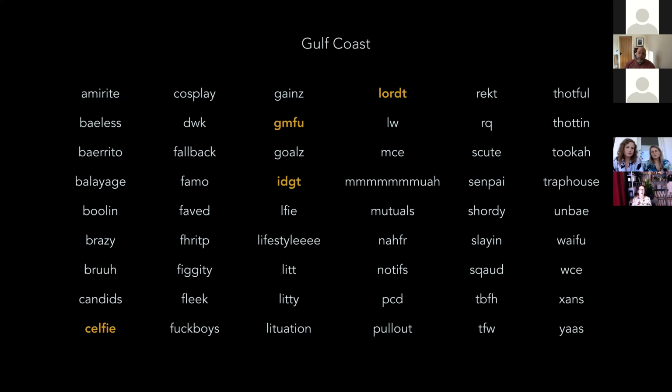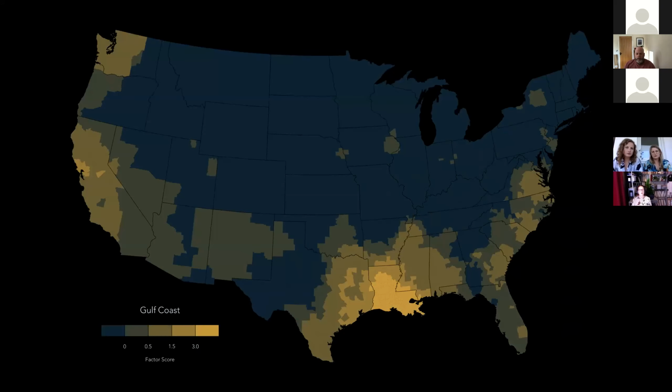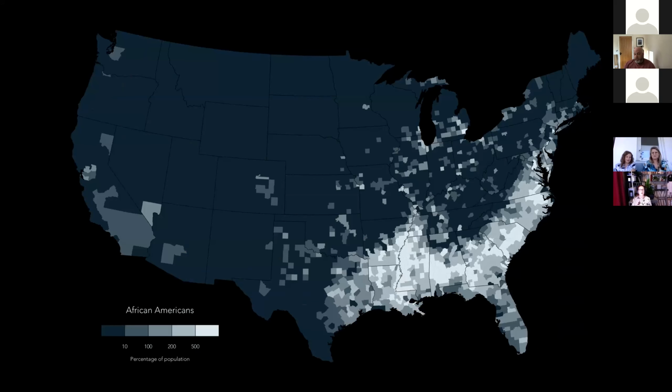And then here's the last one. This is the Gulf Coast pattern with these forms here, including Lort. Okay, and then you can see that really centers in on Louisiana and New Orleans. Again, you can see that also corresponds to areas with high population of African Americans, and hence to African American English, at least it would appear.